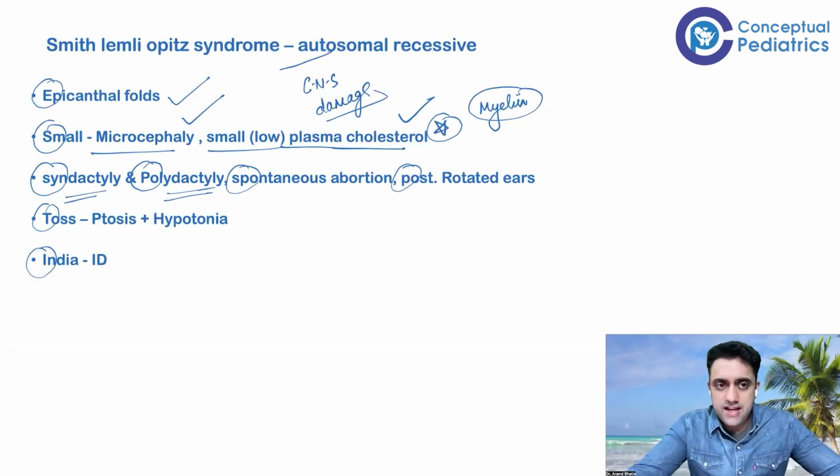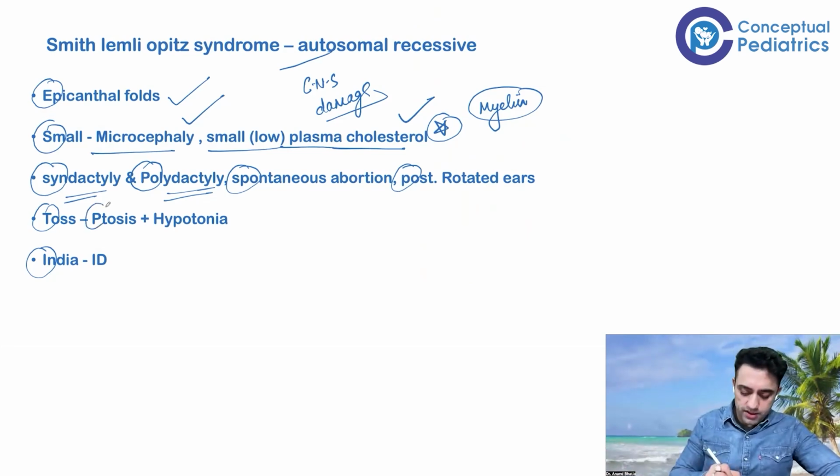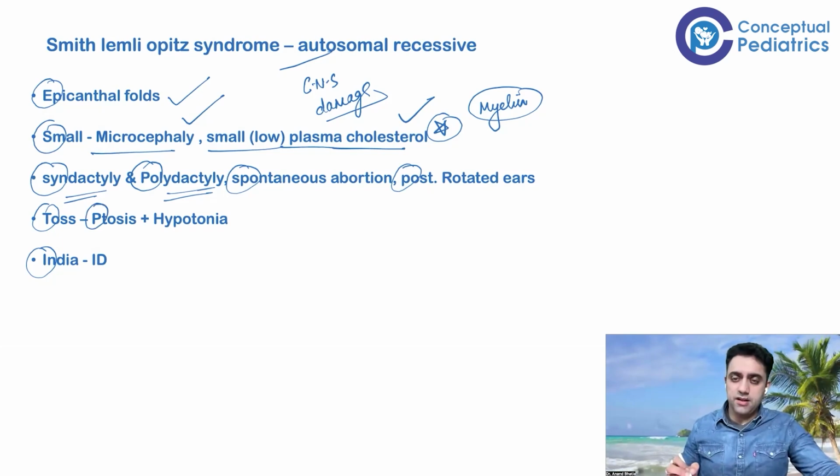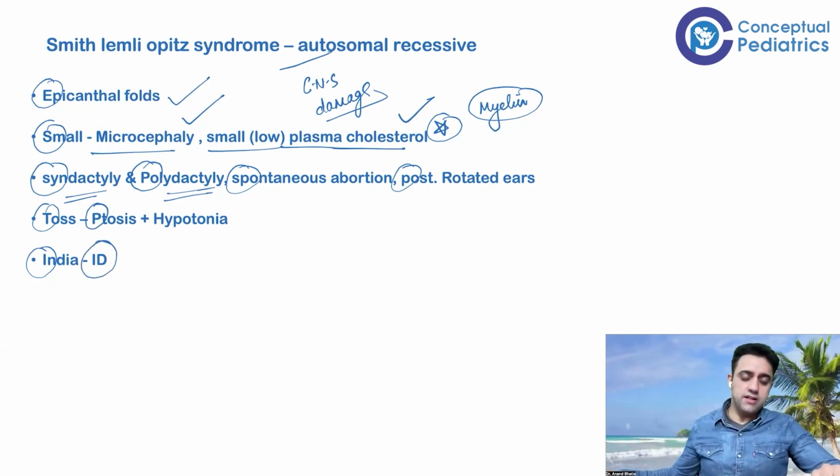Okay, so this is very interesting. There's an epic small match between Sydney and Poland. Sydney for syndactyly, Poland for polydactyly, and the toss happened in India. Toss, very importantly, the patient will have tosses, and the toss happened in India. India for intellectual disability.